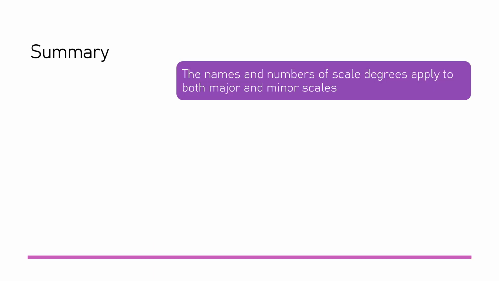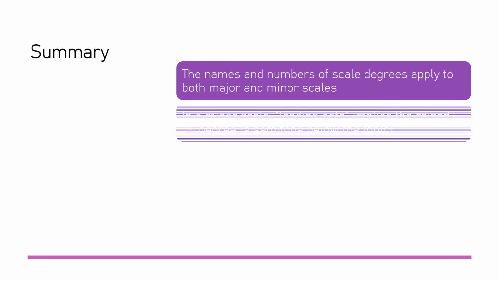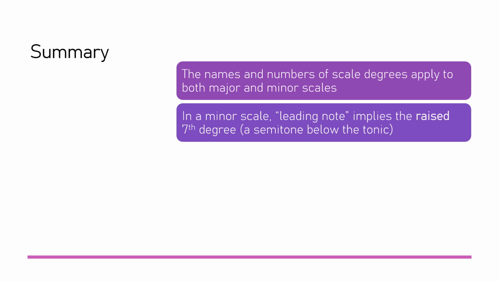In summary, the names and numbers of scale degrees apply to both major and minor scales alike. In a minor scale, the leading note implies the raised 7th, a semitone below the tonic. This is both for harmonic and for melodic; remember the 7th degree is always raised. So the leading note, like we saw in C minor, which is the 7th degree, is the raised, sharpened 7th degree, making it a semitone below the upper tonic. The implication is that it makes it similar to the major scale. Remember, in the major scale, the leading note, the 7th note, is always a semitone below the 8th note, which is the upper tonic.